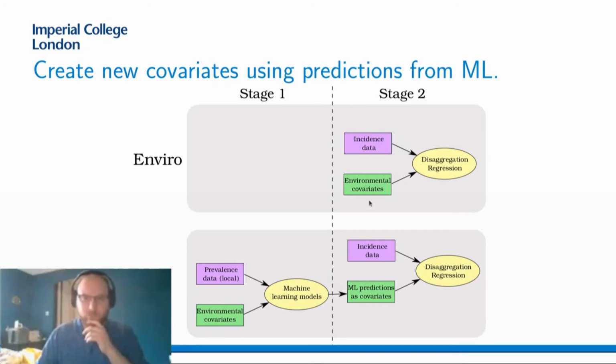So we have our polygon incidence data, some environmental covariates, and they are combined in a disaggregation regression model. What we might do instead is use prevalence data from that country and combine that with environmental covariates, fit machine learning models to those data, and make predictions from those models across the whole study area. That gives us our new covariates, which are these machine learning predictions, and then we combine them with incidence data and again go into the disaggregation regression. We call that here ML little l, for ML local, and I'll go into some slightly different schemes later if I have time.